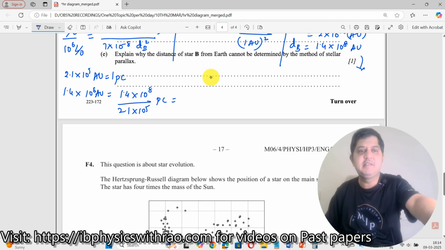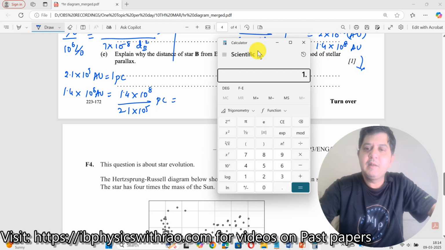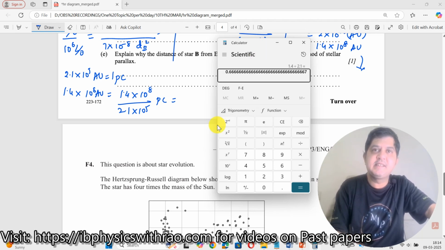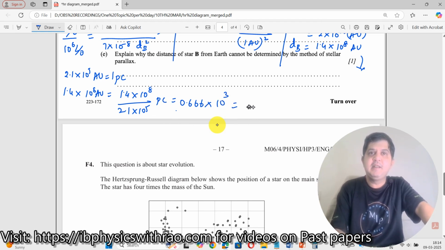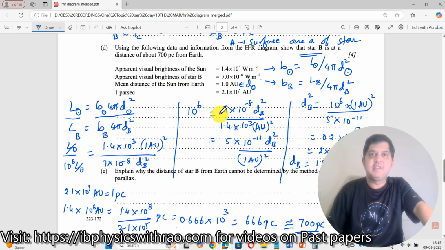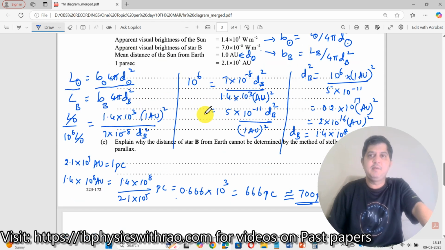Now let us calculate this also. 1.4 divided by 2.1 will be 0.666. 0.666 into, this is 8, this is 5, this becomes 10 power 3, right? 8 minus 5 becomes 3, which should be nearly 666 parsec, which is nearly 700 parsecs. So we have got this. That's what has been asked here, right? Because it is a distance of about 700 parsecs. So we have got the answer.